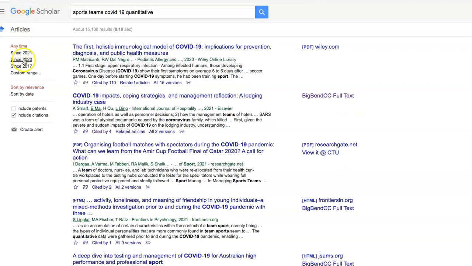You can also restrict the time period and do custom ranges and things of that nature. So if you use this, you'll be able to find all sorts of wonderful things. So if your rubric or assignment called for a scholarly article, that might be a great way to do it.